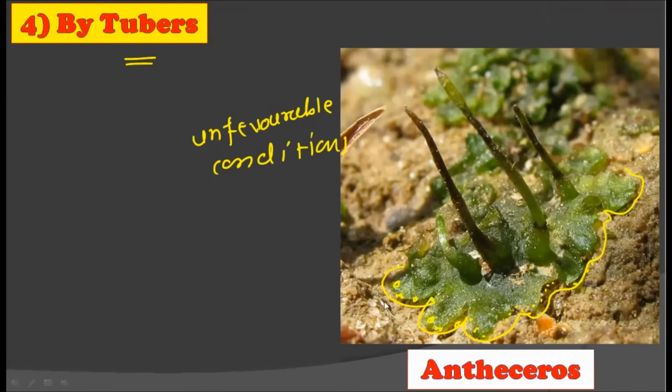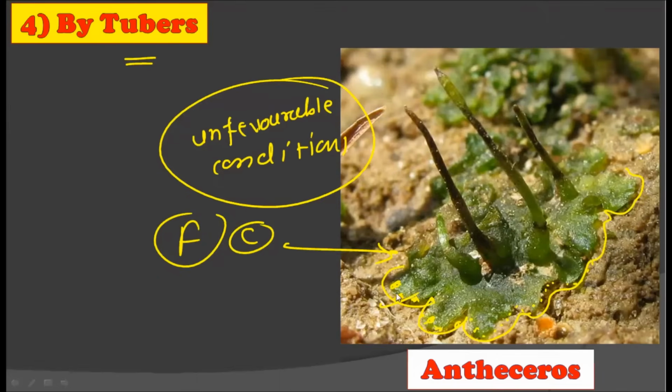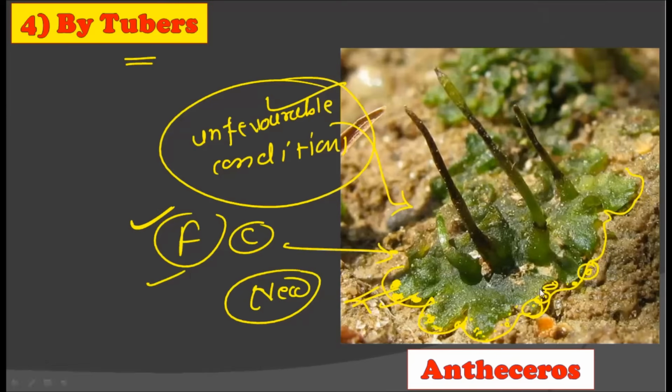That is, these tubers which are formed at the margins of the thallus are generally formed in unfavorable conditions, when there are no favorable conditions for growth. When there are favorable conditions for growth, these tubers get separated from the parent plant and grow into a whole new thallus. So this is a typical way how bryophytes avoid unfavorable conditions. Whenever there are unfavorable conditions, they start growing tubers along the margins of the thallus. These tubers are thick walled, and upon the coming of favorable conditions, they grow into a whole new thallus. All right.